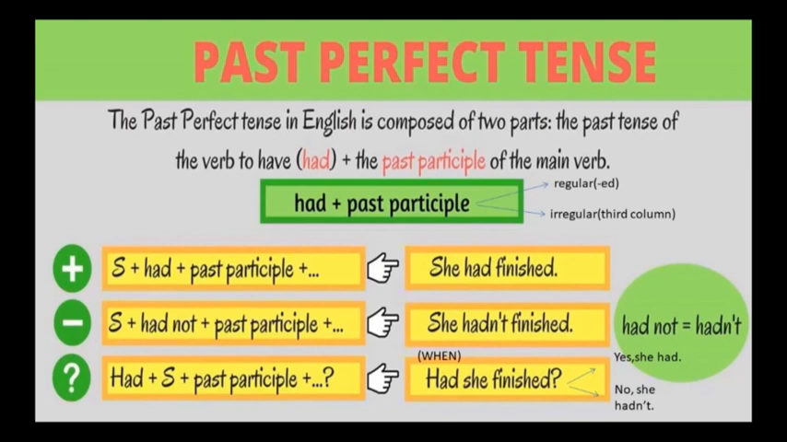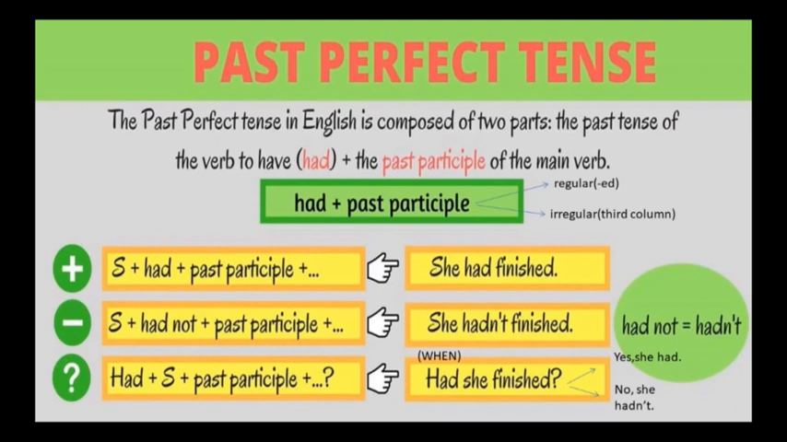The word order in a positive sentence is subject plus had plus past participle. And the past perfect form is the same for all of the subjects. For example, I had finished, you had finished, she had finished, he had finished, it had finished, we had finished, they had finished.